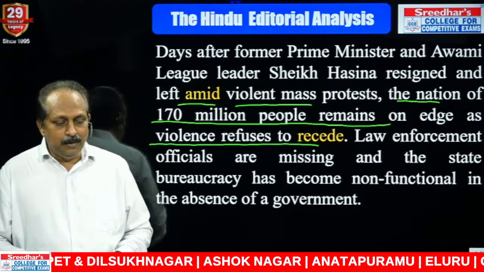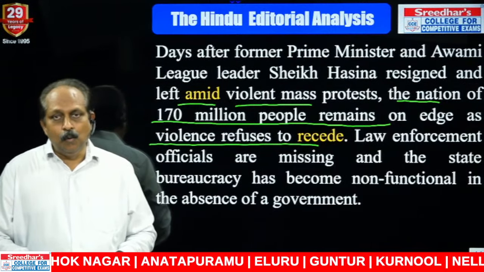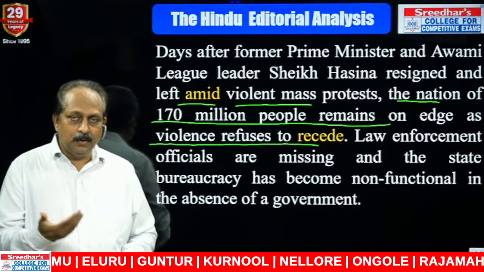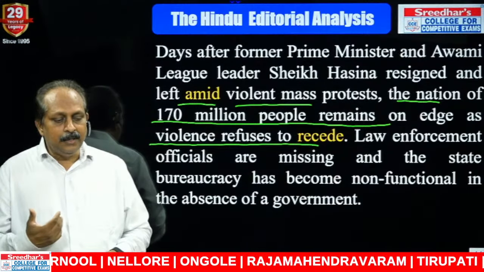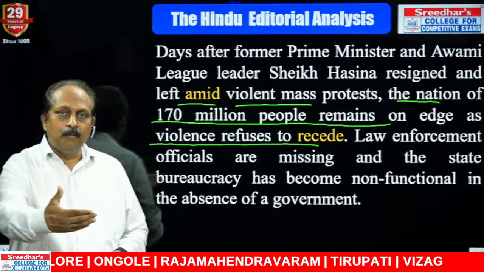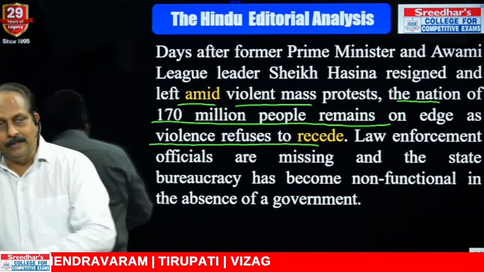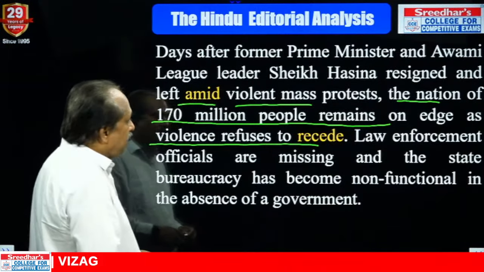Here, generally, the word recede means to go back. We use it with water, waves. If you go to any beach, you come across high tide, low tide, oceans. During high tide, the waves come forward. During the low tide, the waves recede, meaning they go back. Here it talks about violence not receding, not coming down.